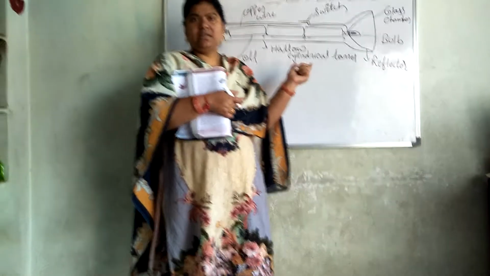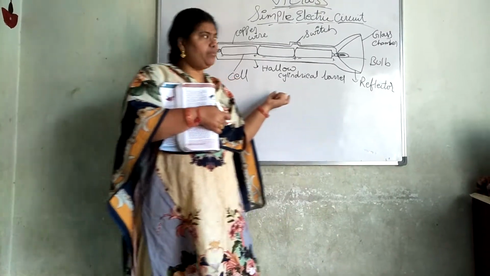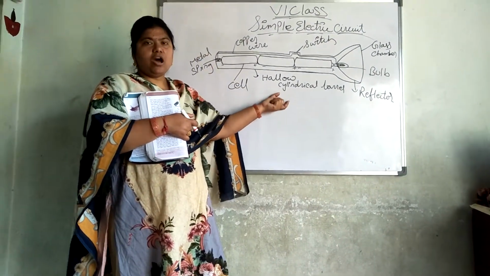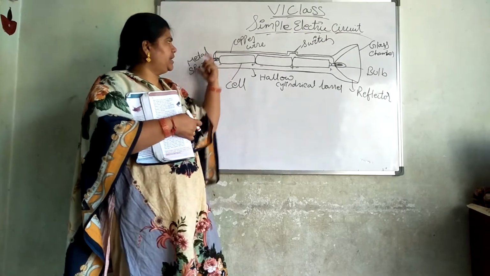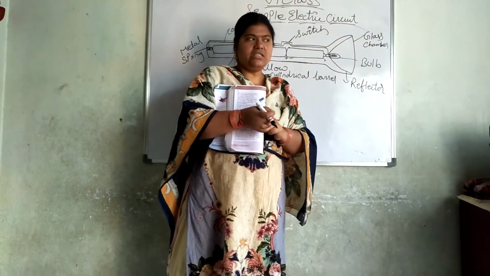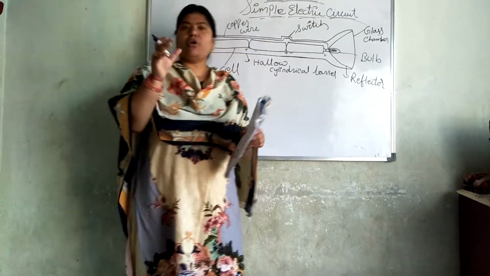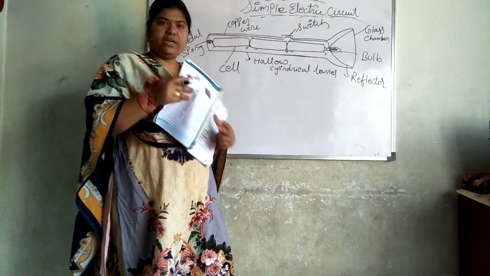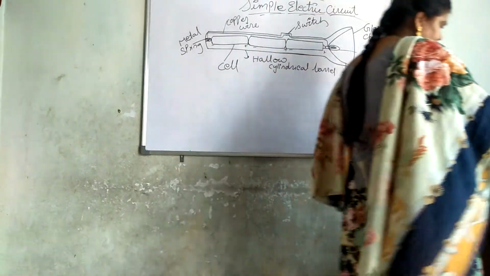Did you understand that? Once again, a very important answer. What are the parts present? Hollow cylindrical barrel, metal spring, copper wire, cell, switch, reflector, bulb, glass chamber. Now what is the answer for this one? Okay. Now we are going to write that one.